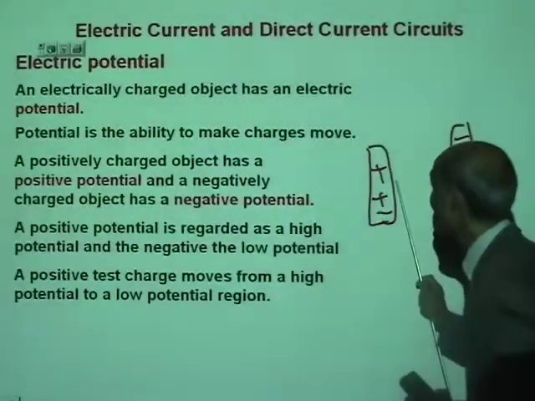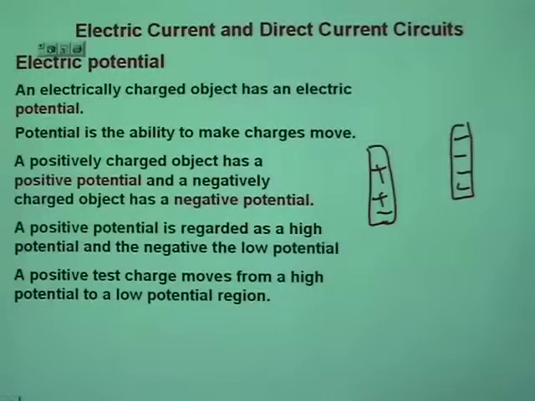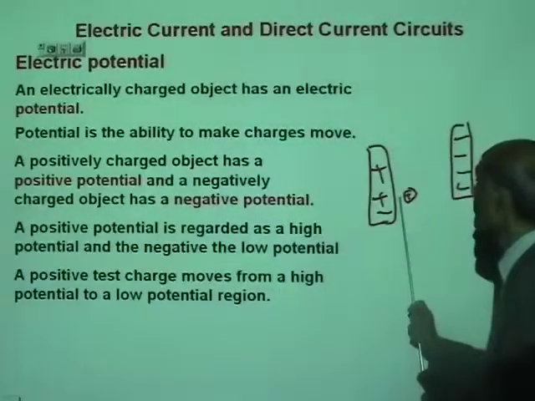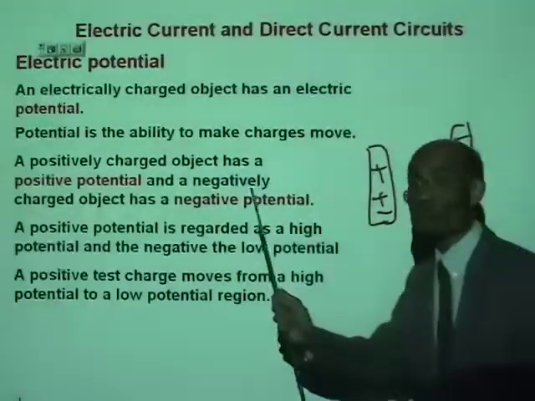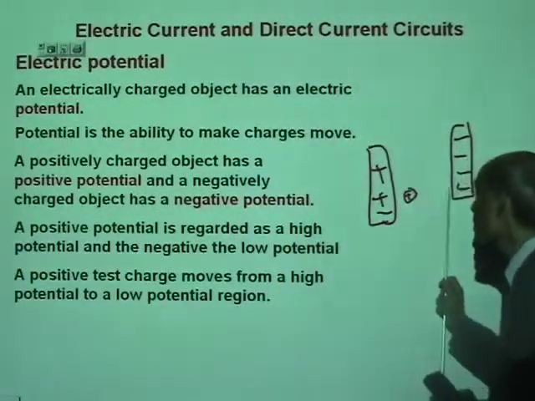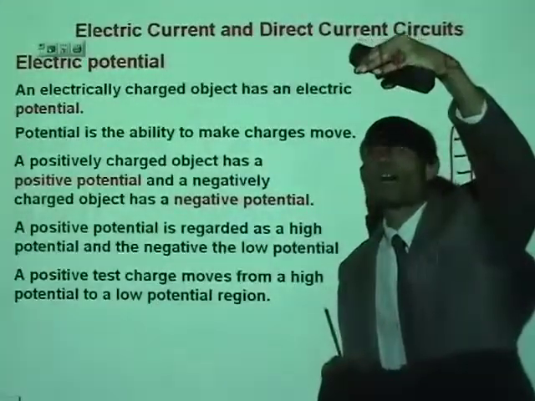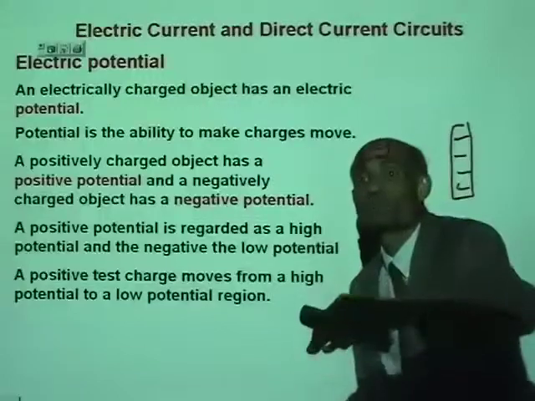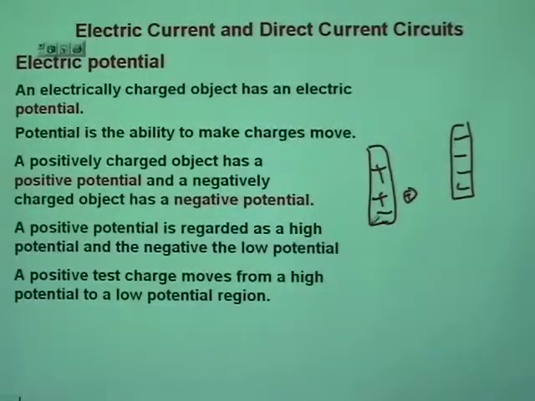So if I keep a unit test charge over here, which way is it going to move? It is going to move away from the positive and towards the negative. In other words, it's going to move from a high potential region to a low potential region, just like an object falls from a bigger height to a smaller height. Alright, let's take that away.